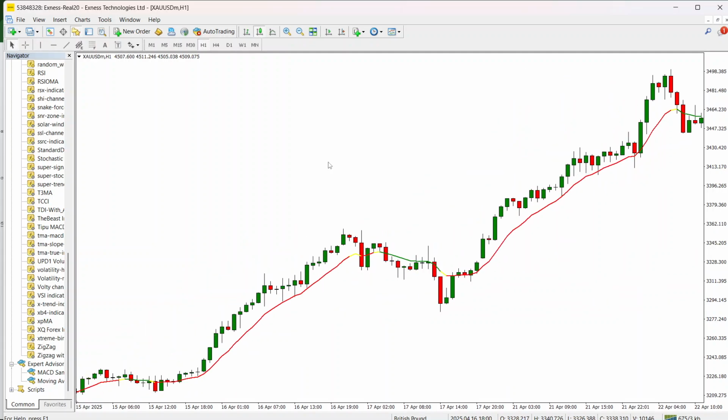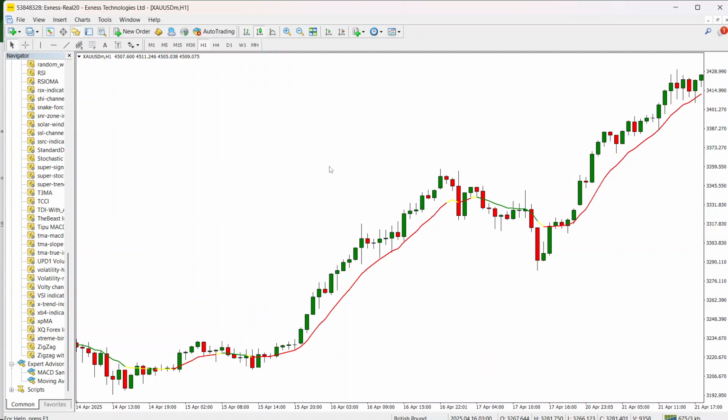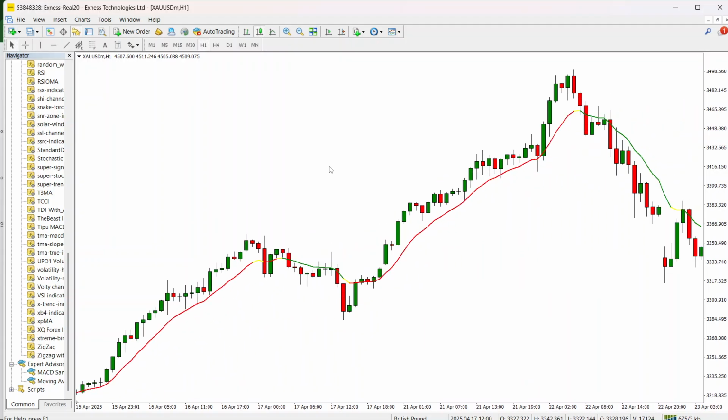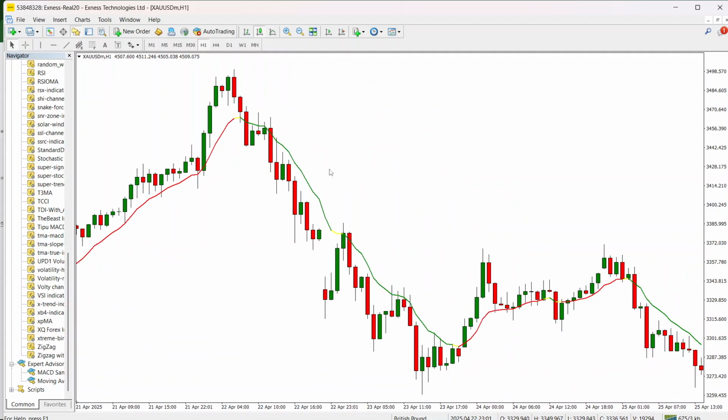This overview from the Forex Geek highlights how a moving average based confirmation tool can provide additional insight into trend direction and strength for more confident trading decisions.